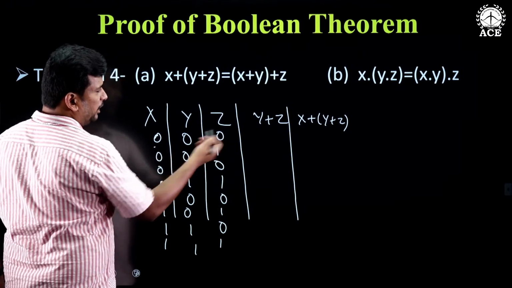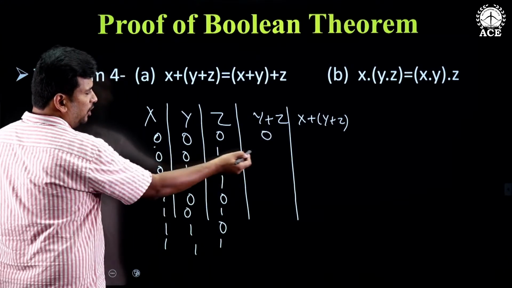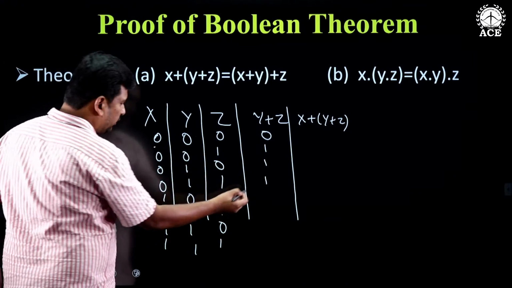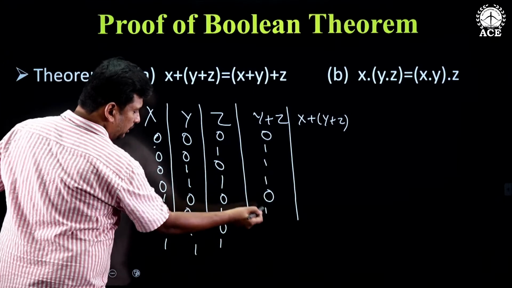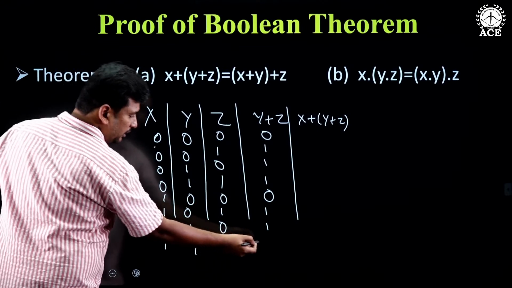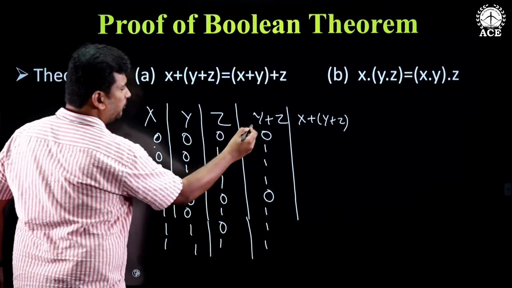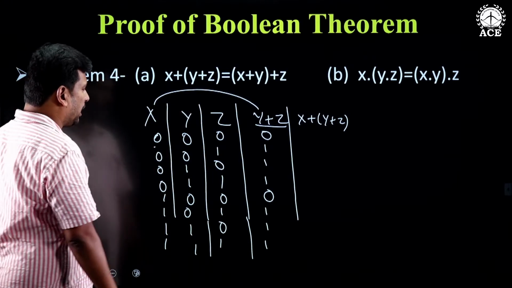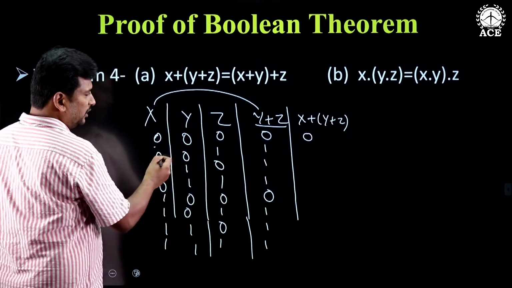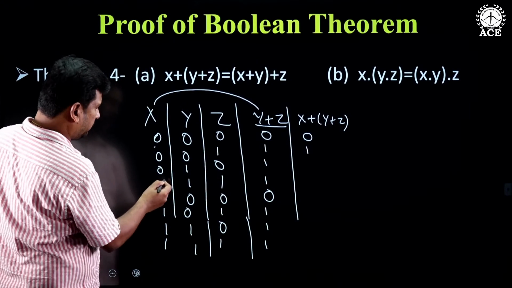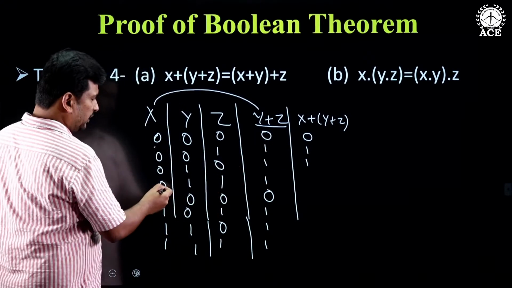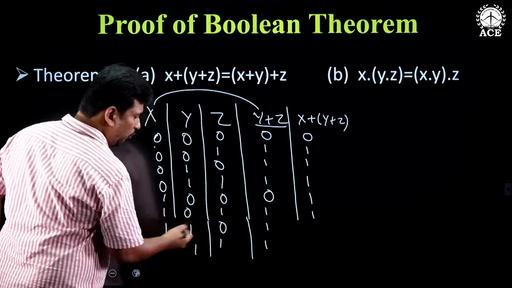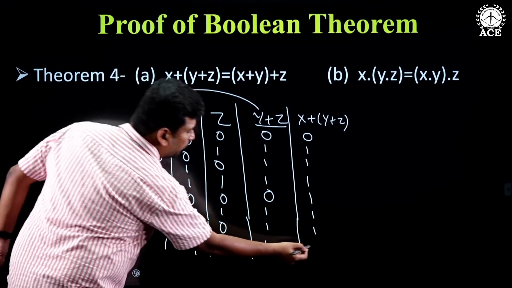So first we calculate y OR with z: 0 OR with 0 is 0, 0 OR with 1 is 1, 1 OR with 0 is 1, 1 OR with 1 is 1, and the same again for the next four rows. So you have the y OR z value, to which you have to OR with x. That will be 0, 1, 1, 1, 1, 1, 1, 1.